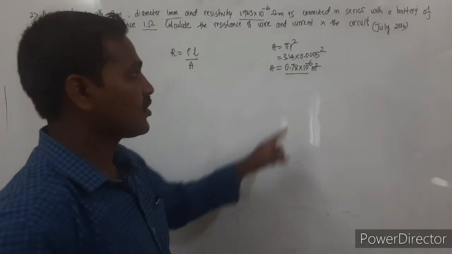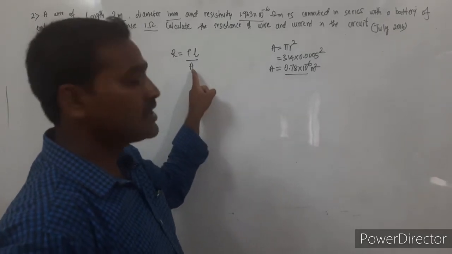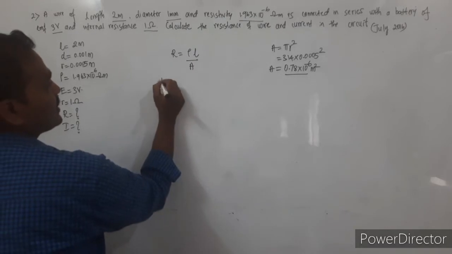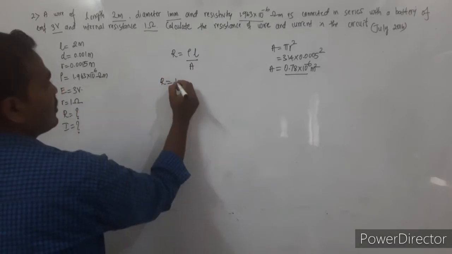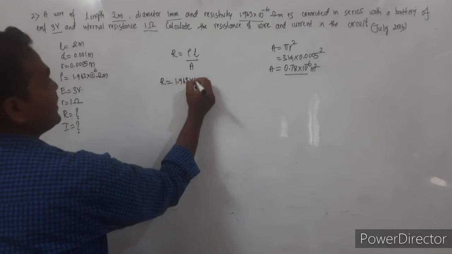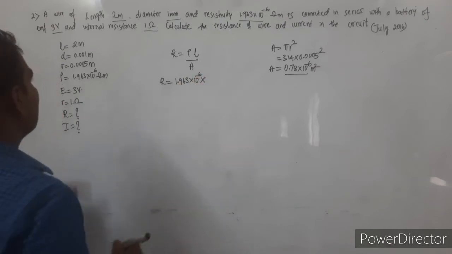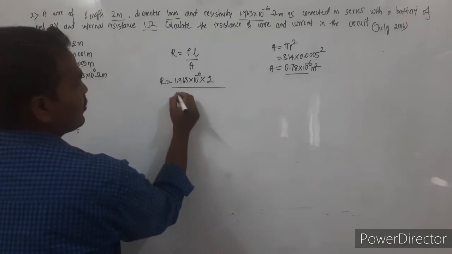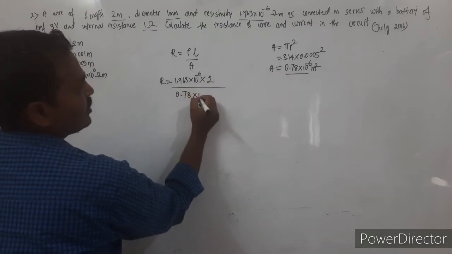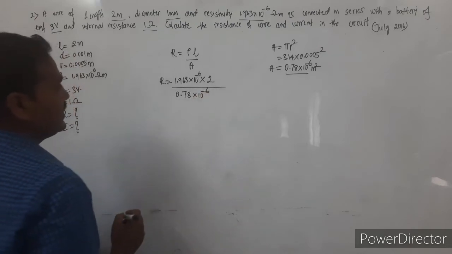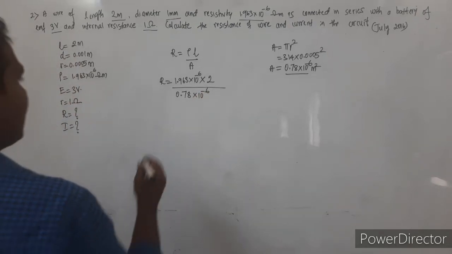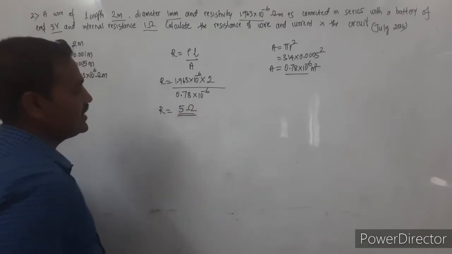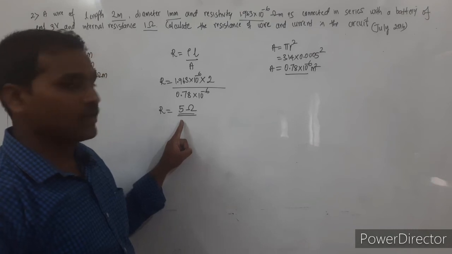This is the cross sectional area of the wire that we can use to find the resistance of the wire. Let us substitute the values. R is equal to rho, 1.963 into 10 to the power of minus 6, into L, that is 2 meters, divided by the area we just found, 0.78 into 10 to the power of minus 6. After calculating this we get the resistance as nearly 5 ohm. Yes, the resistance of the given wire is 5 ohm.